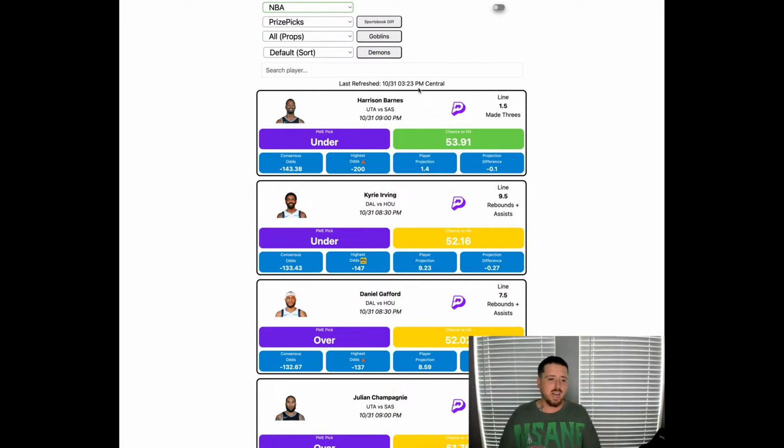Okay. Yeah, I'm good. Harrison Barnes under 1.5 made threes at 53.9 chance to hit. -143 consensus odds, -200 as the highest odds. Harrison Barnes made threes is almost 54%.